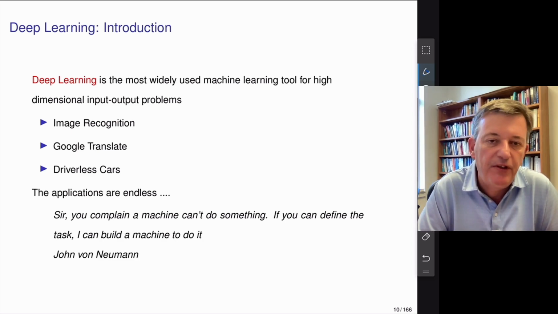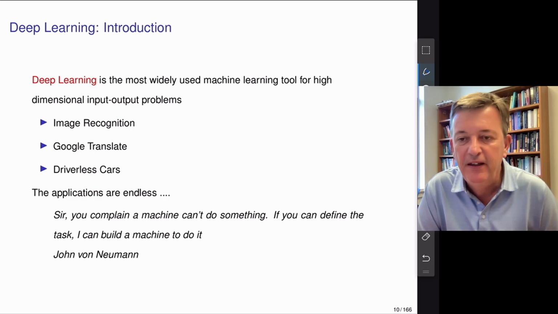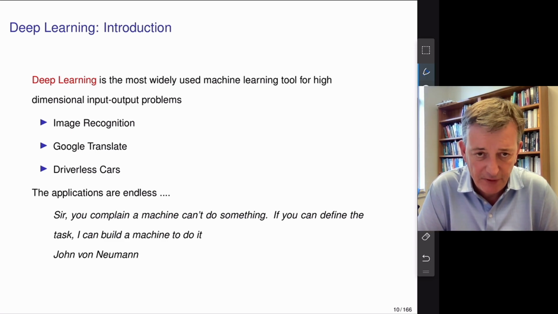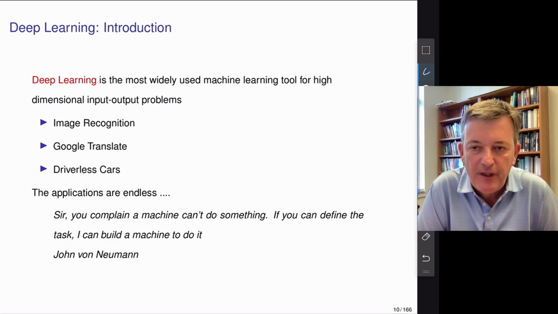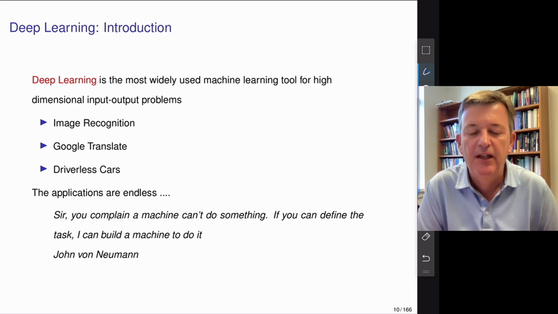So maybe the most widely used, or at least will be in 4 or 5 years' time, machine learning tool for these so-called high-dimensional input-output problems. So image processing, speech recognition, things like driverless cars, are now all solved. Search algorithms are now all being replaced by deep learners. And really the applications are endless.